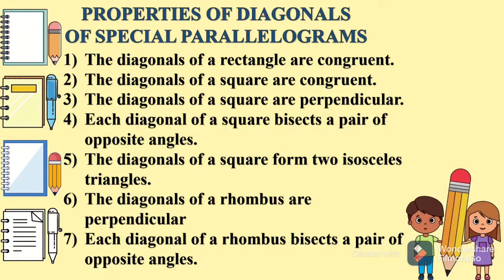Number 5, the diagonals of a square form two isosceles triangles. Number 6, the diagonals of a rhombus are perpendicular. And then number 7, each diagonal of a rhombus bisects a pair of opposite angles.